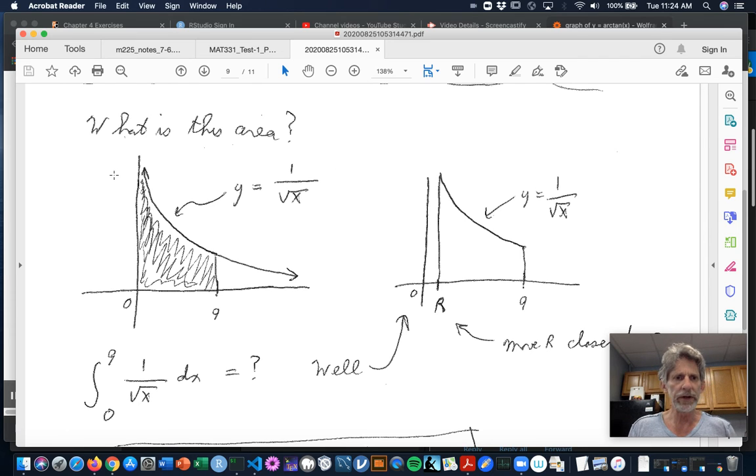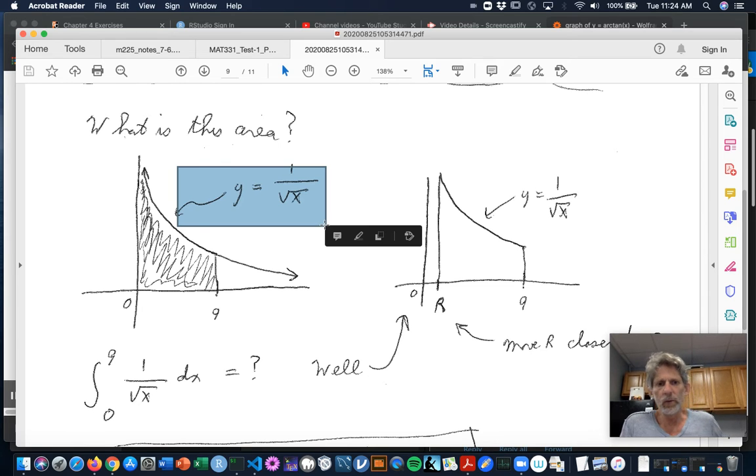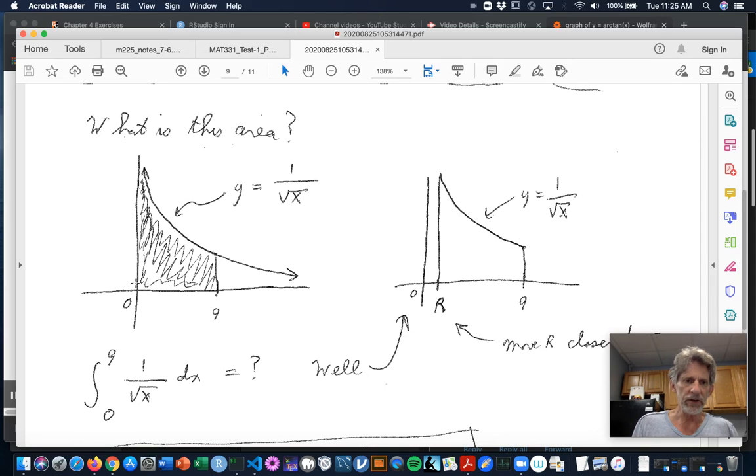What's this shaded area that I'm showing you here? It lies underneath the curve y equals 1 over the square root of x. And it's over the x values from 0 to 9. And the y-axis is helping to bound it from the left, just as the line x equals 9 is bounding it from the right. And so you'll see there's something improper about this situation.